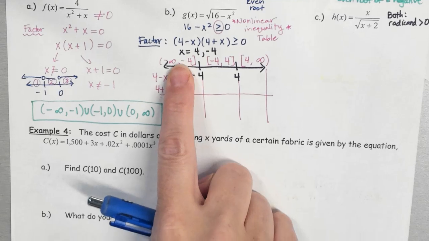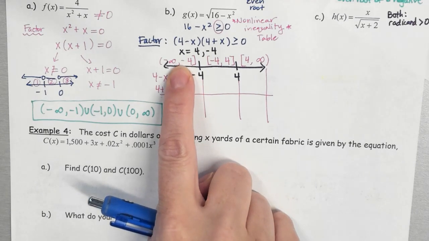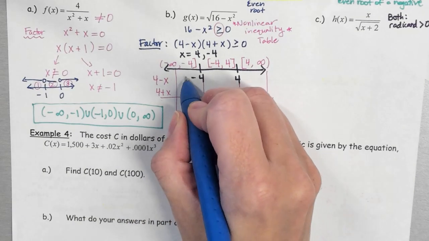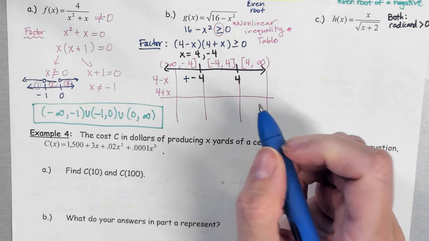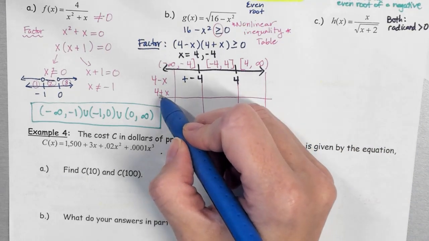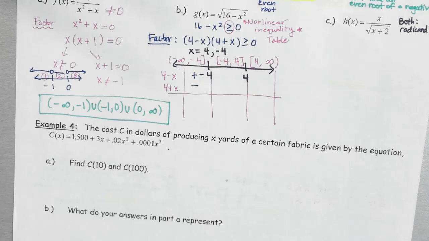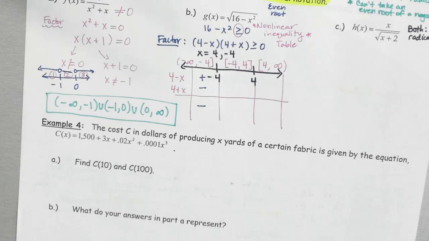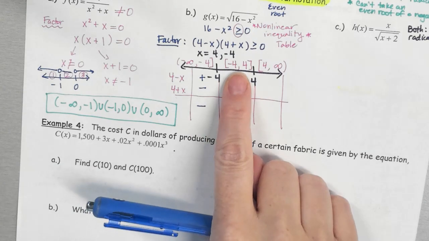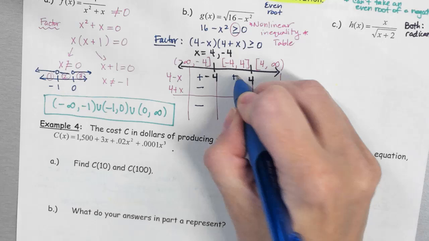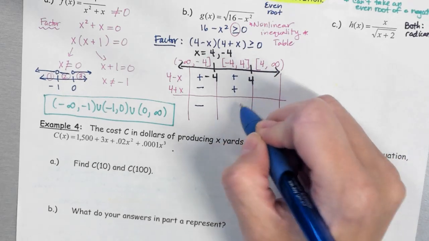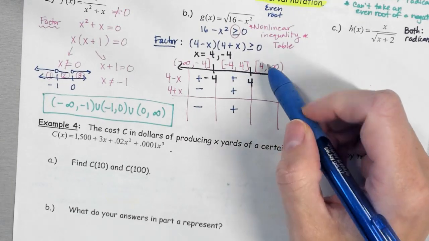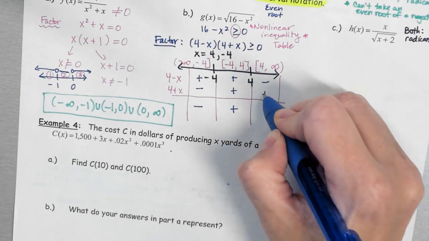Okay, so what would be a good test value for this one? -5. What's 4 minus -5? A positive 9. Yep. And then 4 plus -5? A negative, so positive times a negative is a negative. For this one I would choose 0. 4 minus 0 is 4, that's positive. 4 plus 0 is 4, that's positive. And then we can do 5 again. 4 minus 5, negative. 4 plus 5, positive.